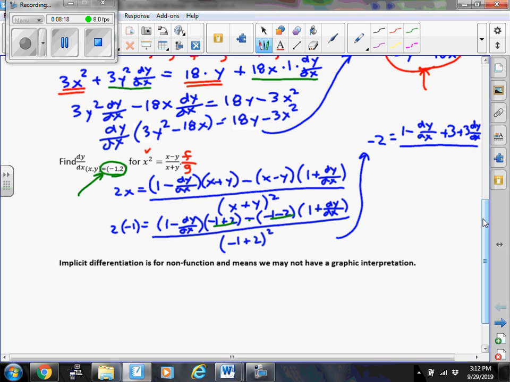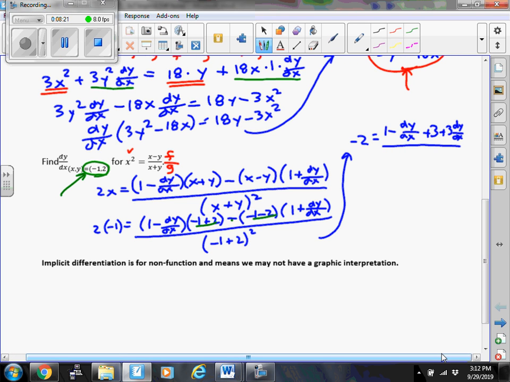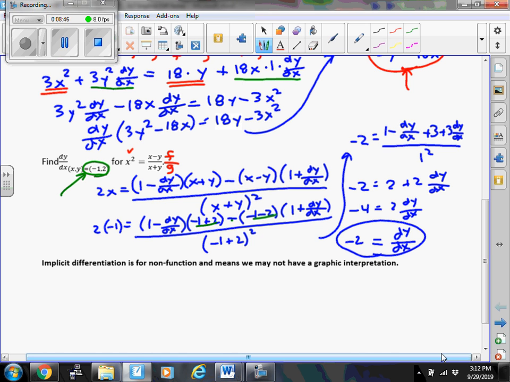All over. -1 plus 2 is 1 squared, or just 1. I'm not even going to write it. So -2 equals 2 plus 2 dy over dx. Subtract 2 and divide by 2. Now I know the slope of the tangent at the given point, -1, 2, for something that's completely non-functional.